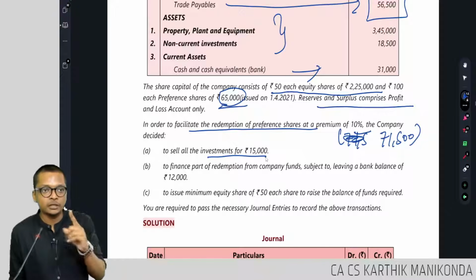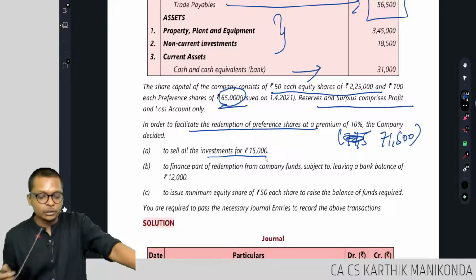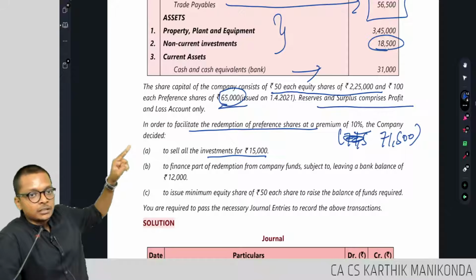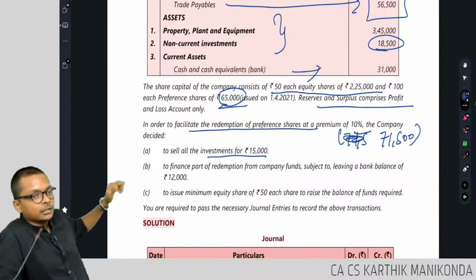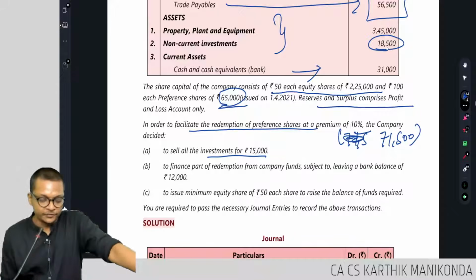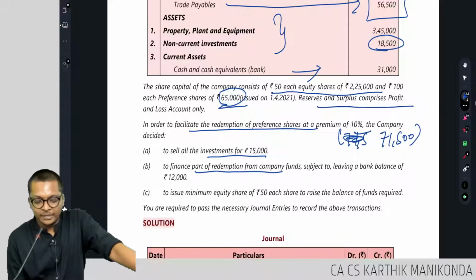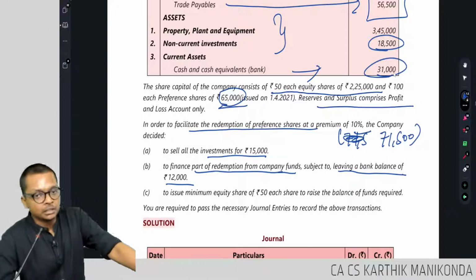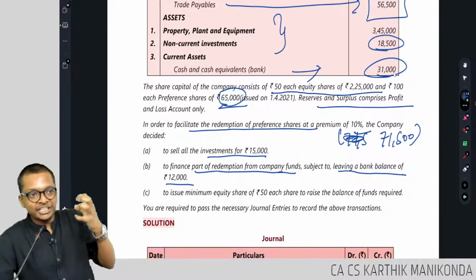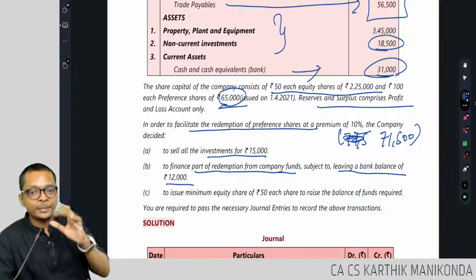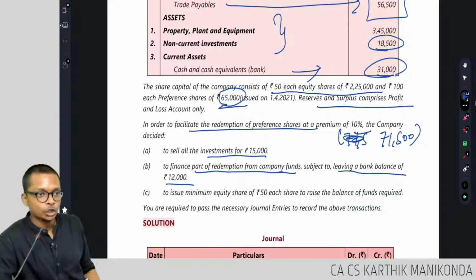Sell investments for 15,000 rupees because they don't have money. What is the value of investments in books, sir? 18,500. That is being sold at 15,000. So I have a loss of 3,500, but I got cash of 15,000. To finance part of redemption from company's funds, subject to leaving a bank balance of 12,000. What is the current cash? That means they are saying cash can reduce, but my closing cash should be at least 12. It should not become 0. I should have a closing cash of 12,000.